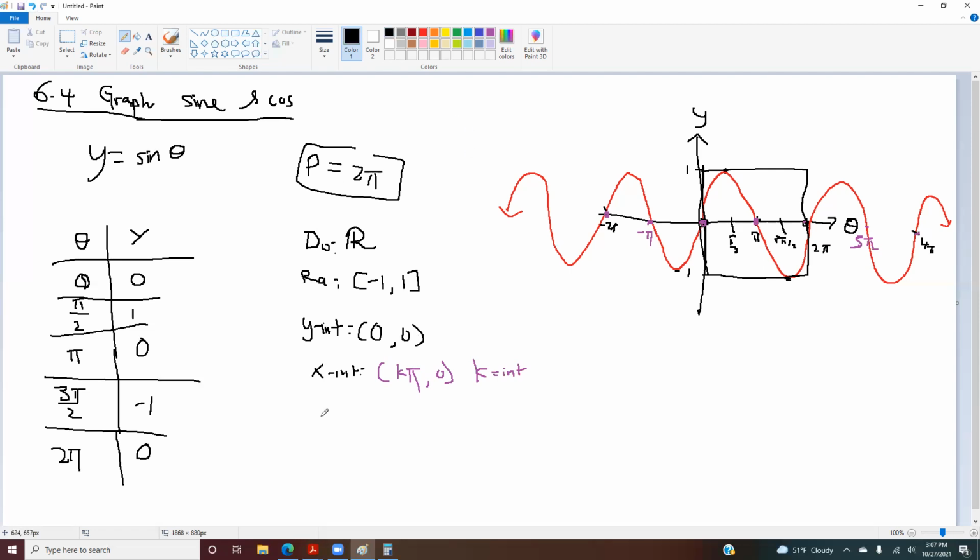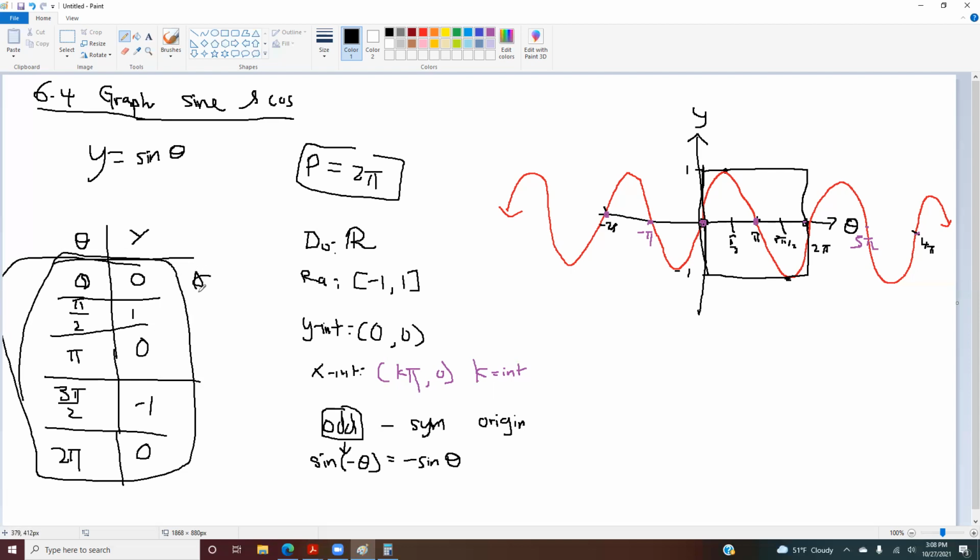And this is going to be an odd function. Why is it an odd function? Because it is symmetric with respect to the origin. And when you have an odd function, what happens to your angles? The negative, you bring it out. So we're tying everything together here. These are all the graph for the sine. This is called a basic sine graph, and these 5 points are very, very important.